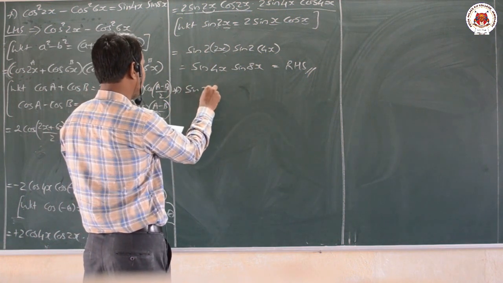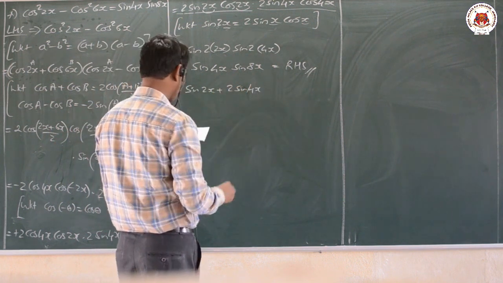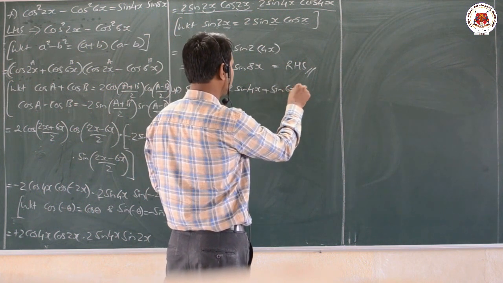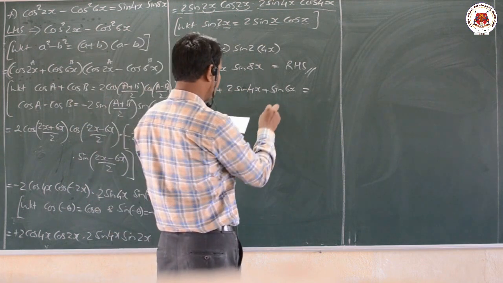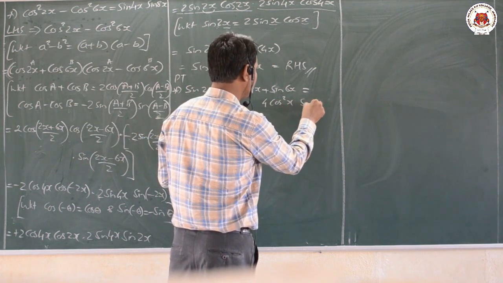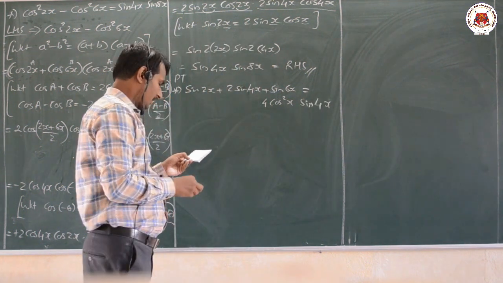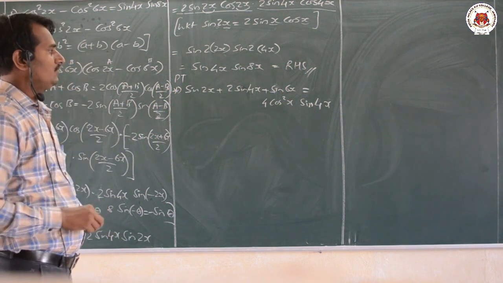Prove that sin 2x plus 2 sin 4x plus sin 6x is equal to 4 cos square x into sin 4x. Everything is prove that only. Now here, which formula shall we make use of?